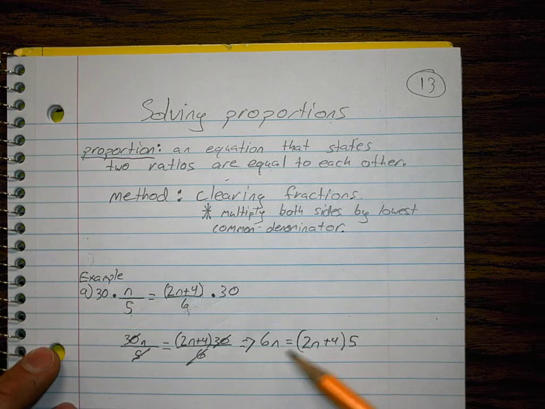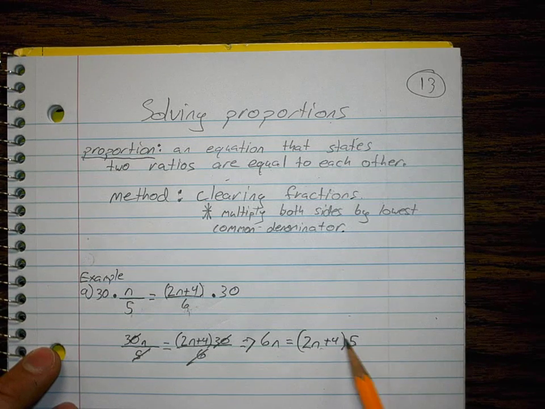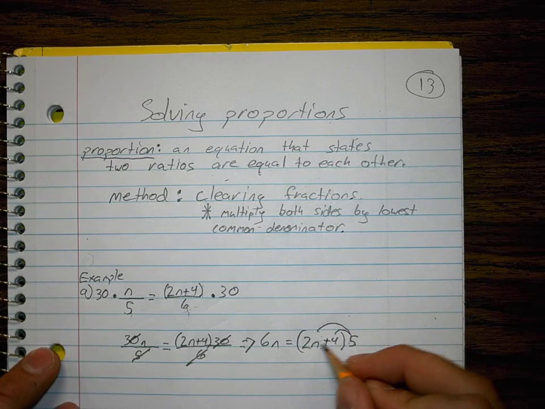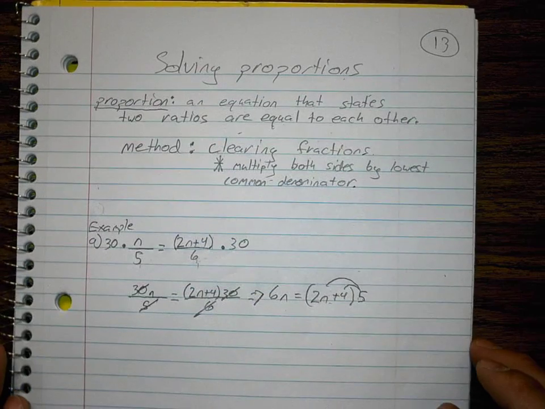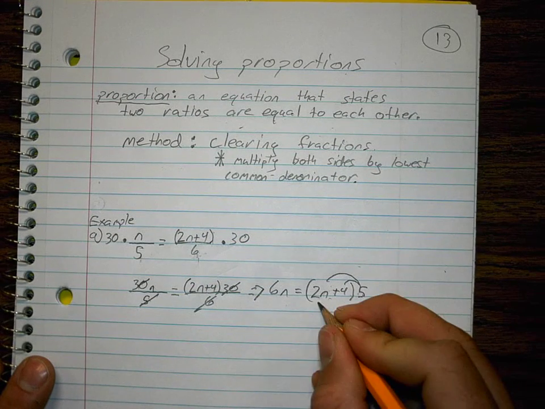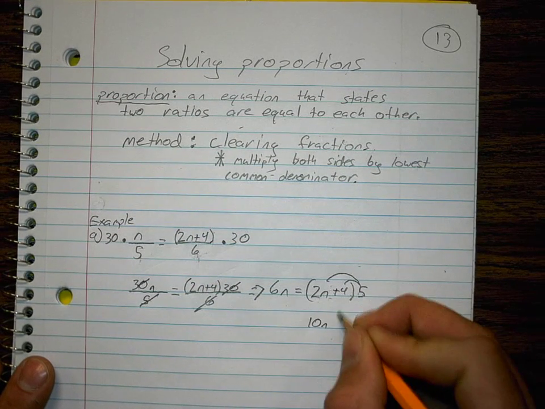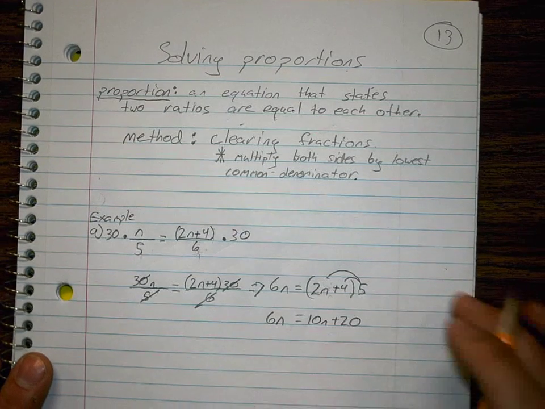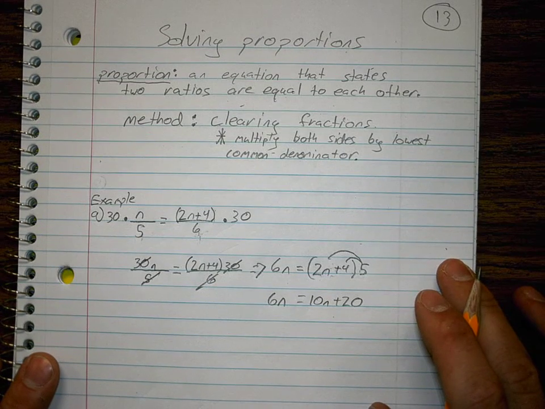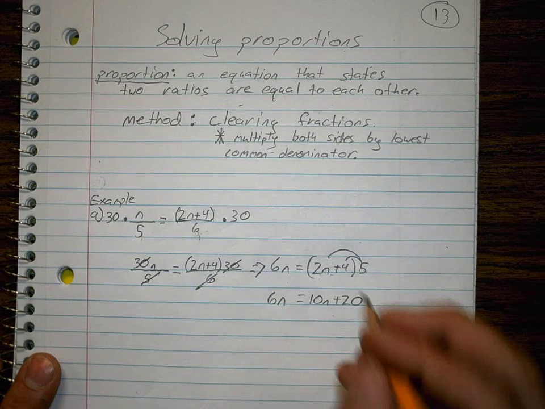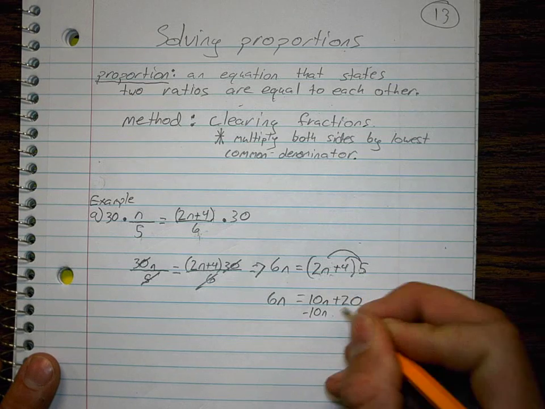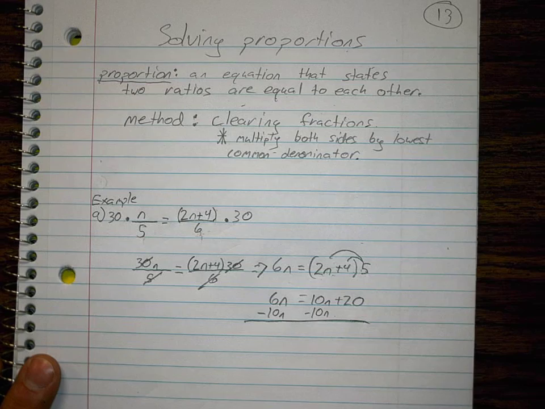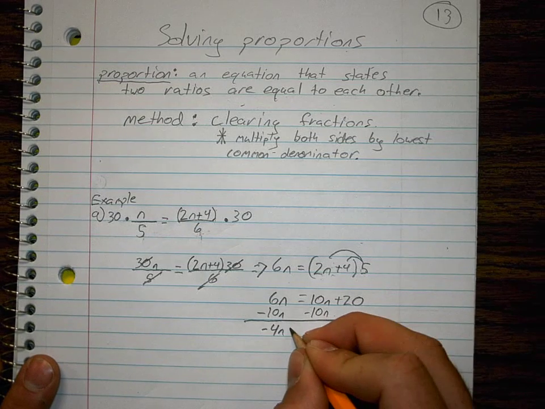And now I just want to solve for n. First step would be to distribute. So I'm going to multiply both terms inside by 5. 5 times 2n is 10n. 5 times 4 would be 20. Subtract 10n on both sides. Negative 4n equals 20.